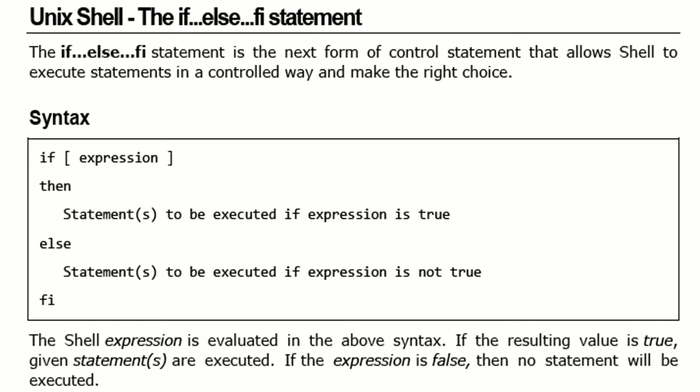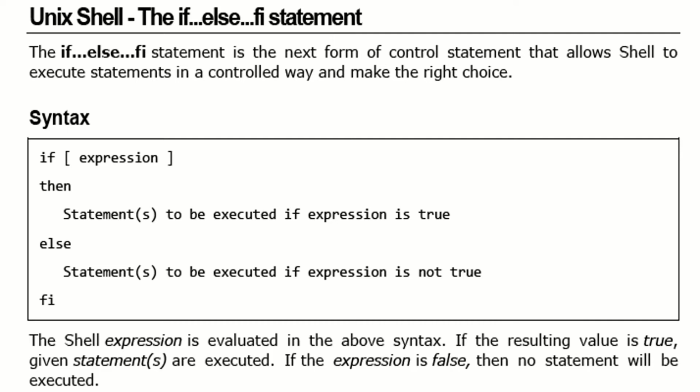The shell executes statements in a controlled way and makes the right choice. For that reason we are using if then else. If there are conditions, we check them. If the expression is true, then the statement is executed, otherwise the else statement is executed. The syntax is shown in the figure.